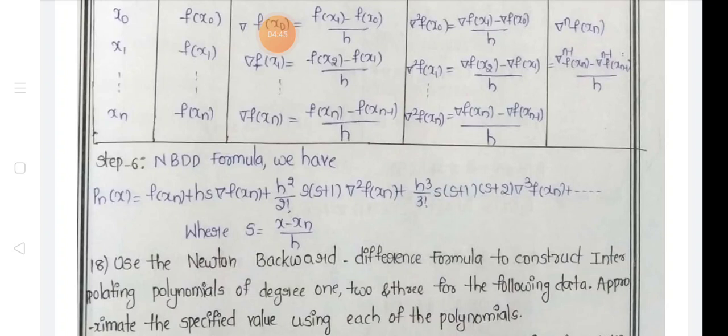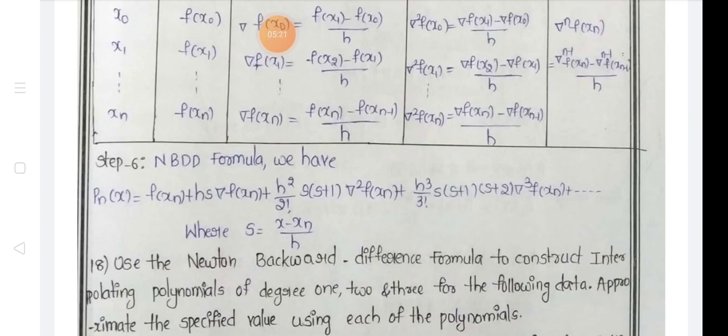Newton backward divided difference formula. We have Pn of x is equal to f of xn plus h s delta f of xn plus h square by 2 factorial s into s plus 1 delta square f of xn plus h cube by 3 factorial s into s plus 1 into s plus 2 delta cube f of xn plus and so on, where s equals x minus xn by h.